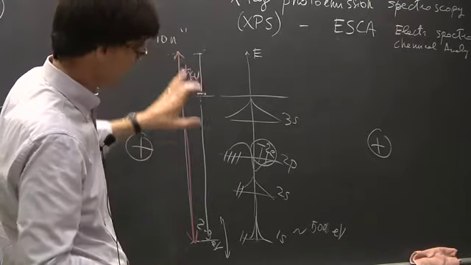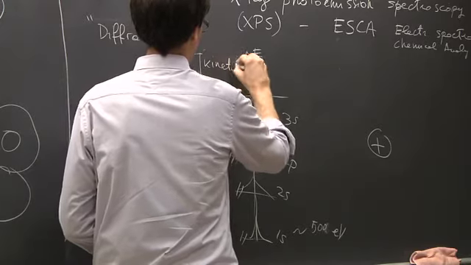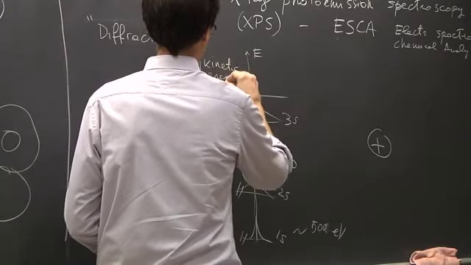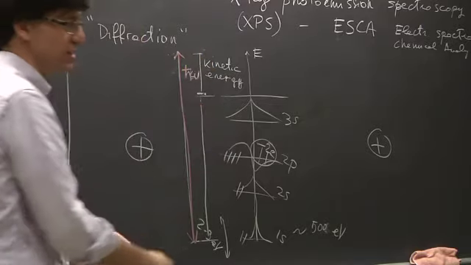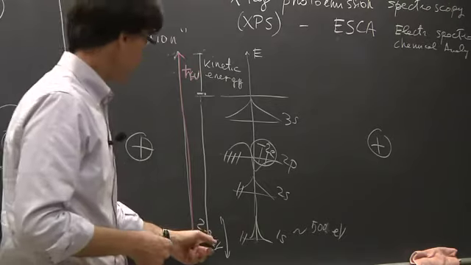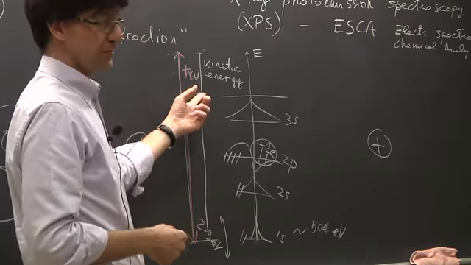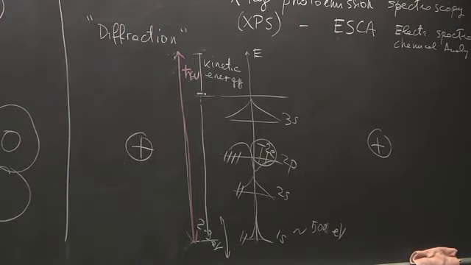And the kinetic energy that remains is the difference between the photon energy, the energy that the electron has acquired by absorbing the photon, and the energy required to take the electron out, which is the binding energy. Whatever remains goes into kinetic energy outside.